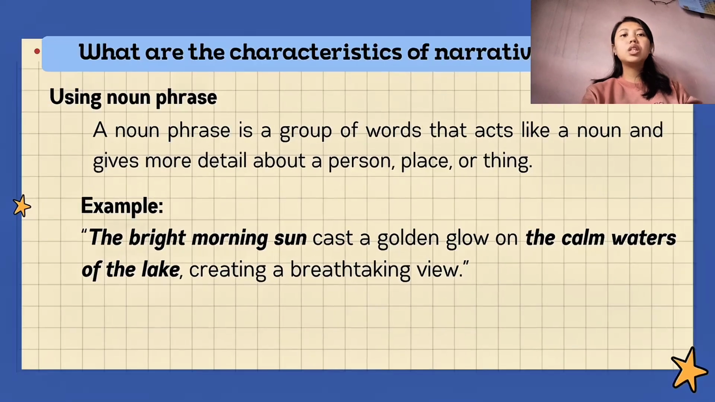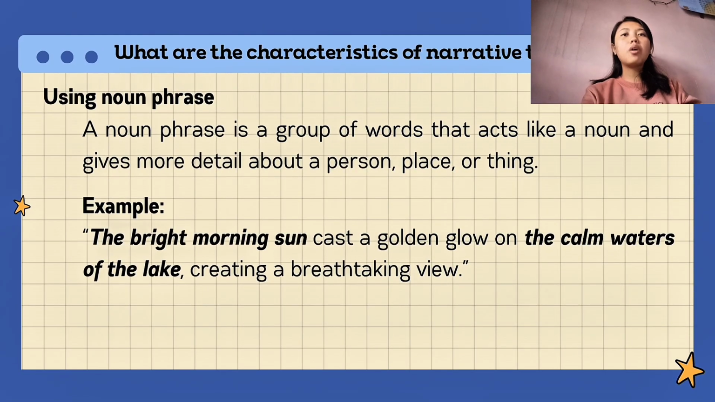The next one is using noun phrases. A noun phrase is a group of words that acts like a noun and gives more detail about a person, place, or thing. In narrative text, this makes description richer and more engaging for the reader. In the example, the bright morning sun and the calm water of the lake are both noun phrases that enhance the visual imagery of the scene.